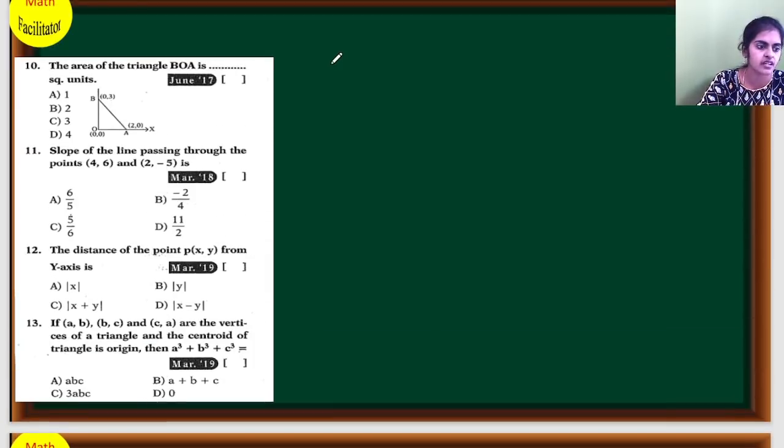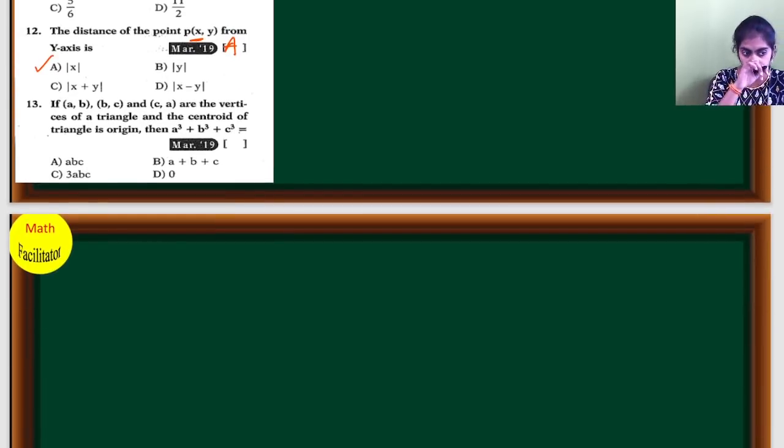Next question. The area of a triangle, you can delete this. Slope of a line also you can remove. The distance of the point (x, y) from the y axis. Just now I told you, distance from the y axis is nothing but the x coordinate. So the x coordinate is this. And it is always positive, so it is in modulus.